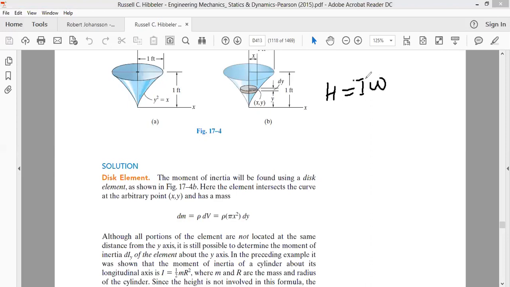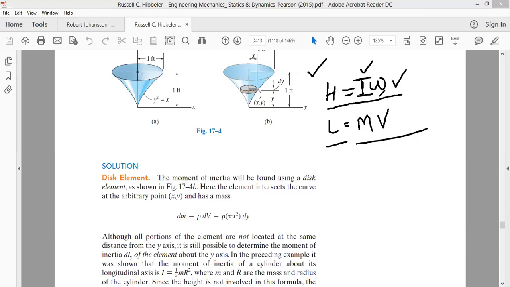We are understanding how to find the value of this moment of inertia. Number 3: if you look at H equal to I omega, this is an equation of a rigid body. It is the rotational equation of motion of a rigid body. If you compare it with the translational case, linear momentum is equal to mass into linear velocity. Angular momentum is equal to moment of inertia multiplied by angular velocity.